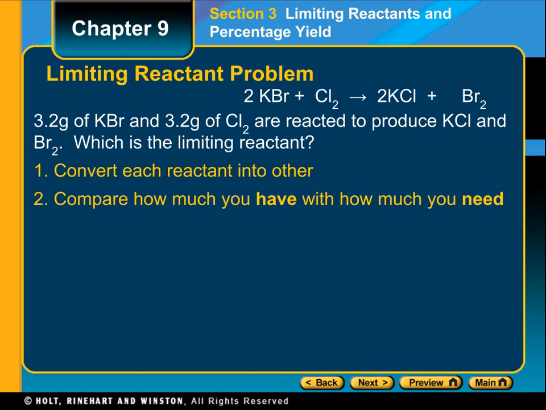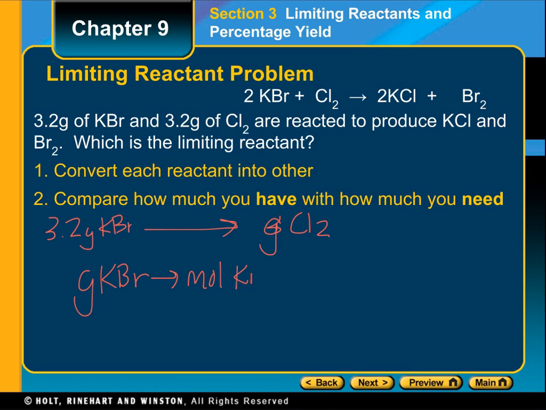So the first thing you need to do is convert each reactant into the other. In this case, we're going to take one of these 2 numbers, 3.2 grams KBr, and change it into grams of Cl2. We would do the same stoichiometry that we've been doing all along. We would go grams of KBr to moles of KBr, then change it to moles of Cl2, and then back into grams of Cl2. Then we compare how much we say we need with how much we have from the initial problem, and we'll see which one runs out first.